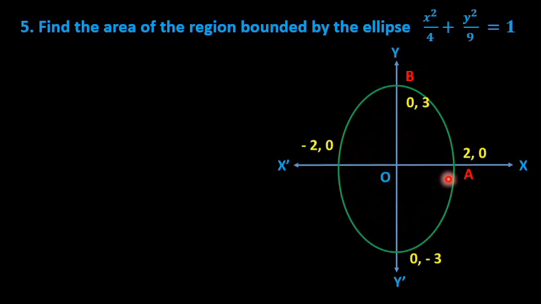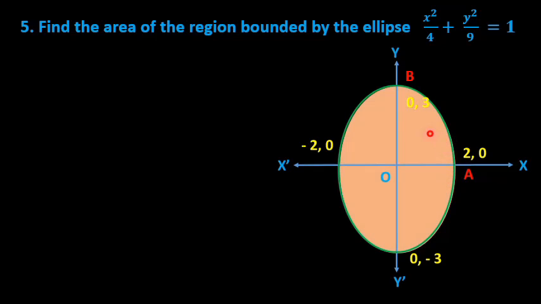So here is the diagram, and we need to find the whole area of the ellipse. Now here the ellipse is symmetric about the axes. So we divide the area of the ellipse into 4 parts: in the first quadrant, second quadrant, third quadrant and fourth quadrant. So all the areas are equal. To find the total area of the ellipse, we first calculate the area of the part of the ellipse in the first quadrant. So this is OAB.